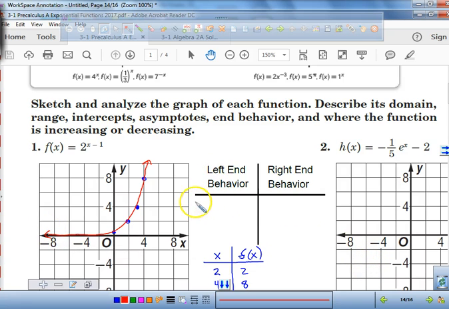All right, let's look at the left end behavior and the right end behavior. I want you guys to write this. I made a nice little table for you guys. This did not come on the assignment. I had to add it in. All right? Left end behavior, right end behavior, because I can. Now, when I say left end behavior, what's x always approaching on the left side?